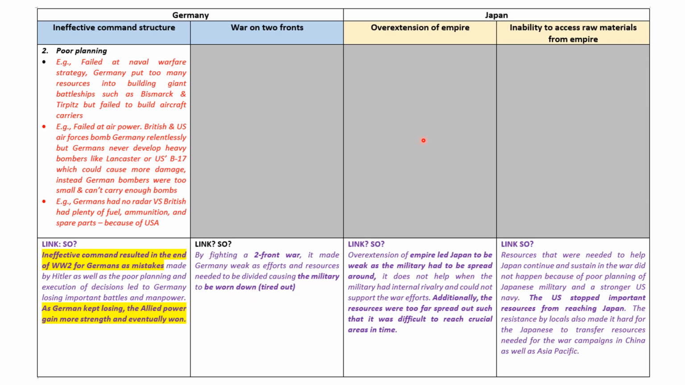You cannot fight a two-front war and at the same time have not enough resources, or you really have to fight against the elements. In the Soviet Union, it was actually the coldness. Overextension of empire. Remember Japan? Spread too thin, so resources were also spread too far out, such that it was difficult to reach crucial areas, and there was an inability to get materials. So once the US stopped important resources, it was very hard for the Japanese to continue their war efforts.